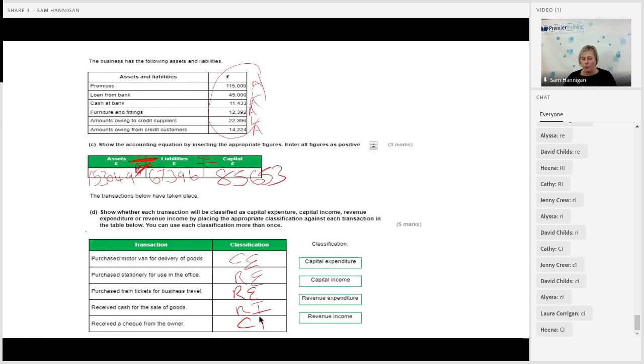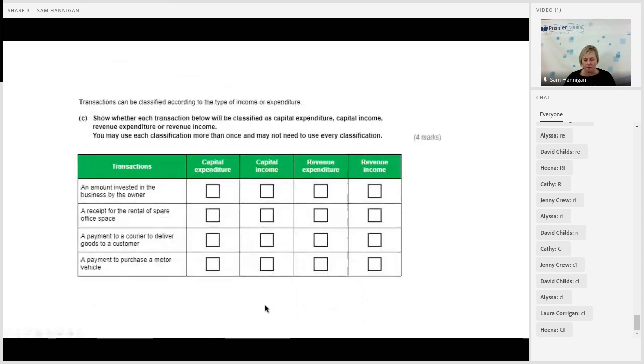Okay then, another way that they can show it is just by having you tick. So amount invested by owner, capital income; receipt for spare office space, revenue income; payment for a courier for a delivery service, revenue expenditure; and we bought a van, capital expenditure. So it's just different ways that they can word it or show you.